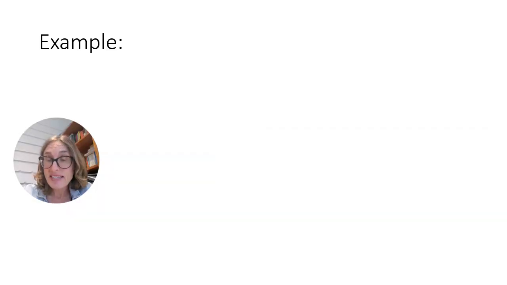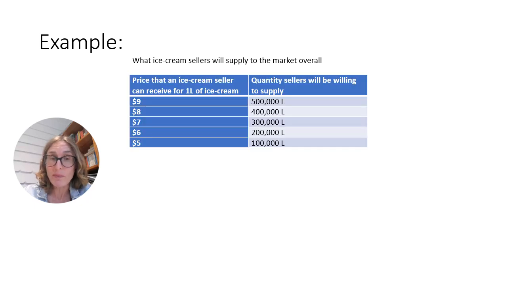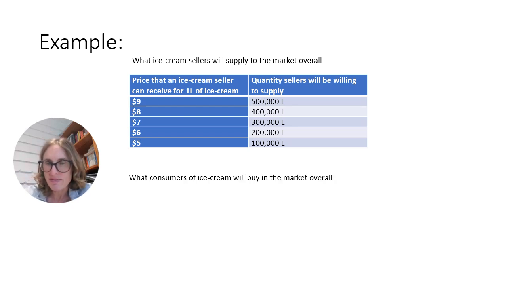Let's provide a concrete example now to check our understandings. I'm going to provide you with two tables. The first specifies what ice cream sellers will supply to the market overall. Imagine that if ice cream sellers can sell their ice cream for $9 a litre, they're going to be willing to supply a lot of it, 500,000 litres. But if they're only going to be able to get $5 for that litre, they're going to want to supply a smaller amount because the profit margins are not so good.